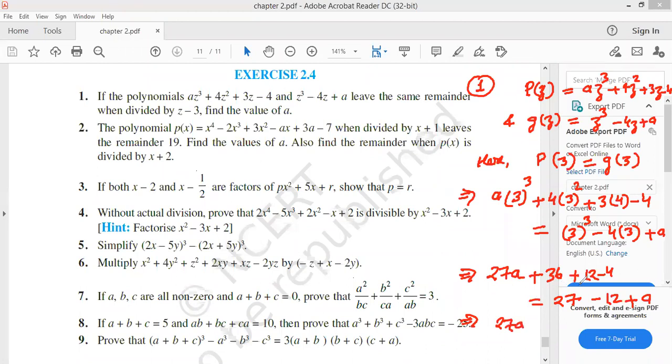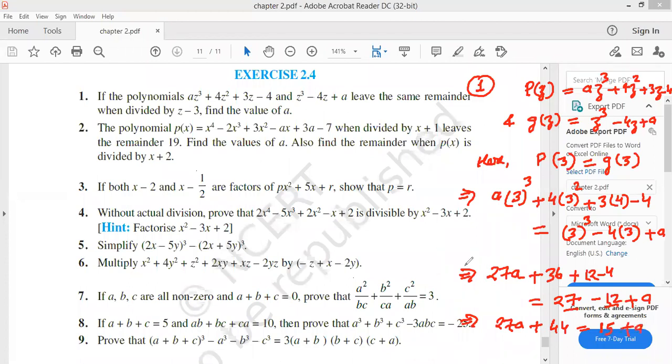36 plus 12 minus 4 is 8, and 36 plus 8... plus 12 minus 12? Plus 12 minus 12 will not cancel out. Only if there are plus 12 on both sides will it cancel out. This becomes plus. So 36 plus 12 is how much? 48, and 48 minus 4 is 44. Correct, 44 will come here. Is this clear to everyone? And here 27 minus 12 is how much? 15.